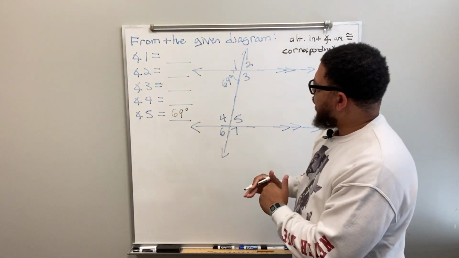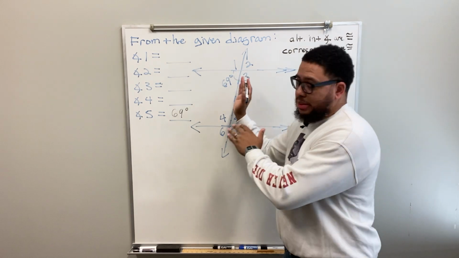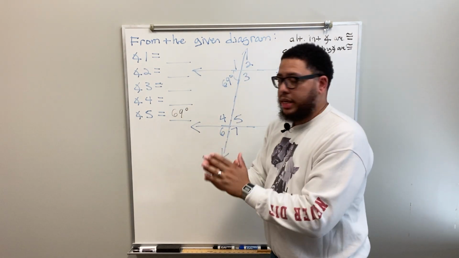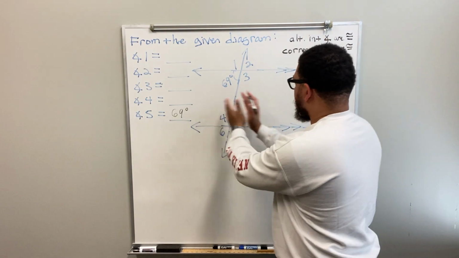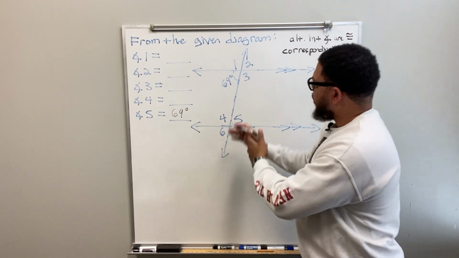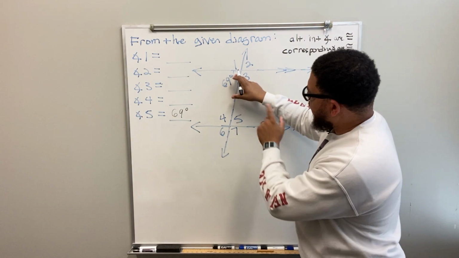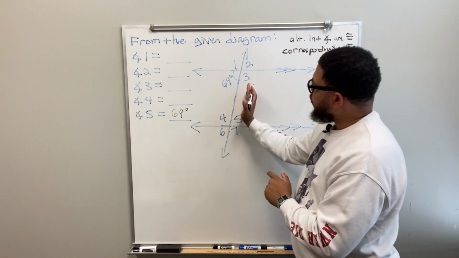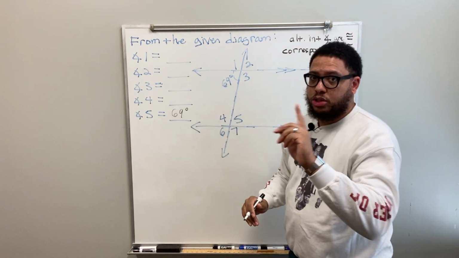You have a corresponding angle if they're both on the same side of the transversal, right? Corresponding angles got to be on the same side. They got to either both be on the left side or both be on the right side. They got to either both be above the transversal or both be below the transversal. This 69-degree angle and this angle that's labeled angle 6 are both on the left side of the transversal. That's one part. That's only one part, though.